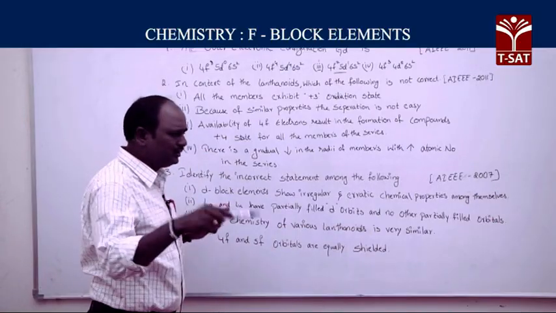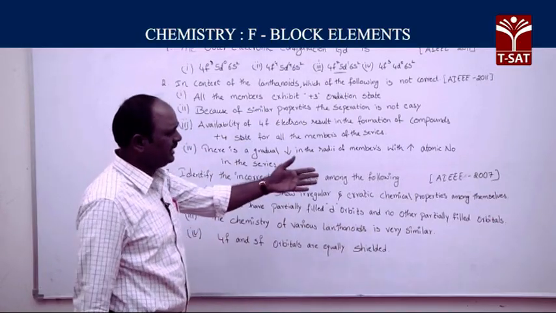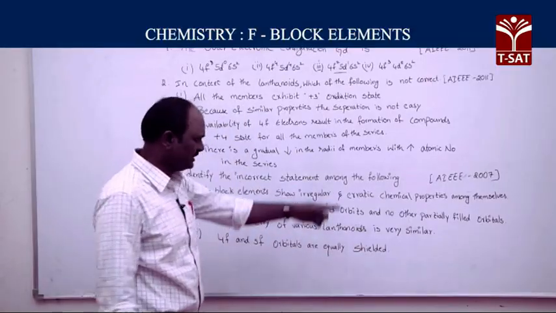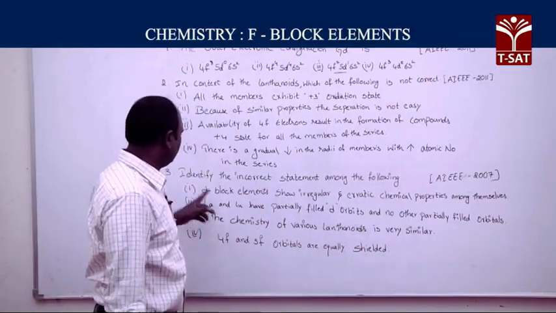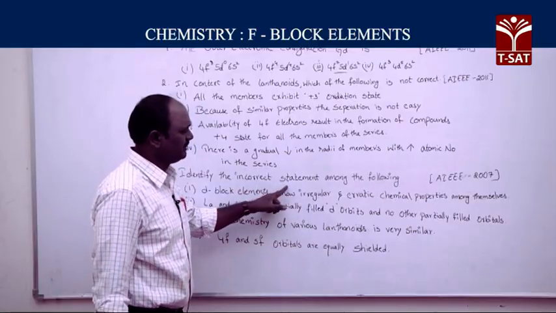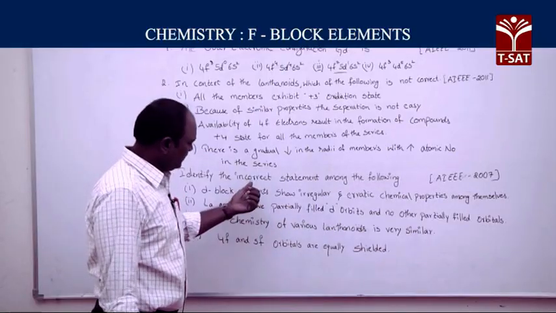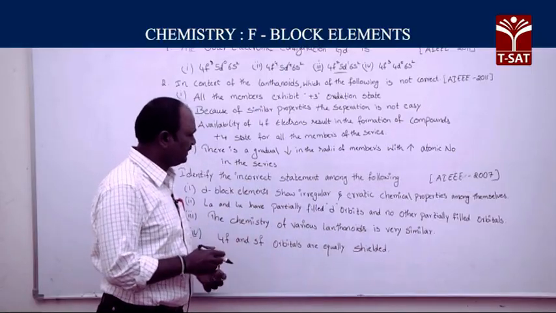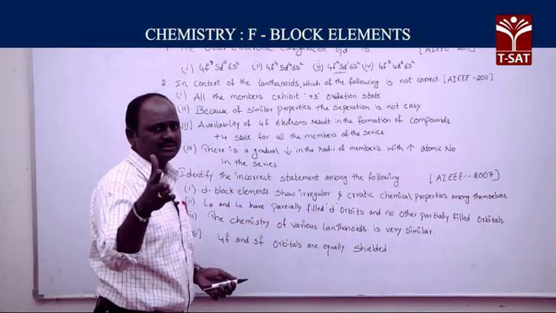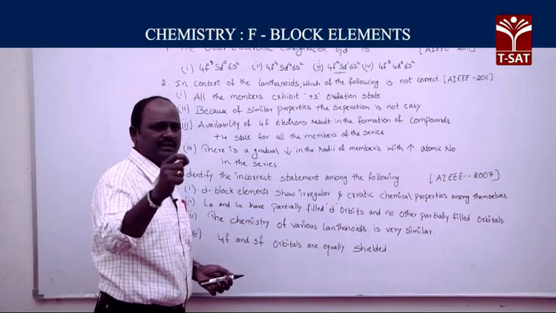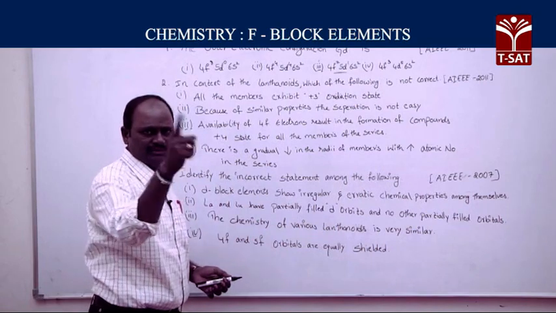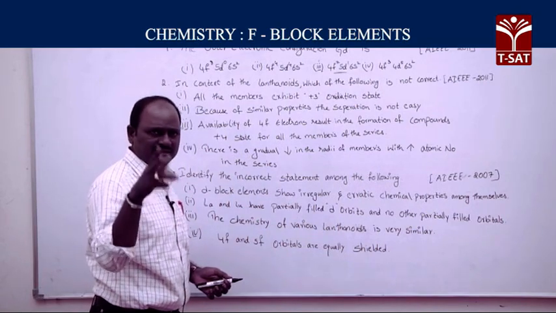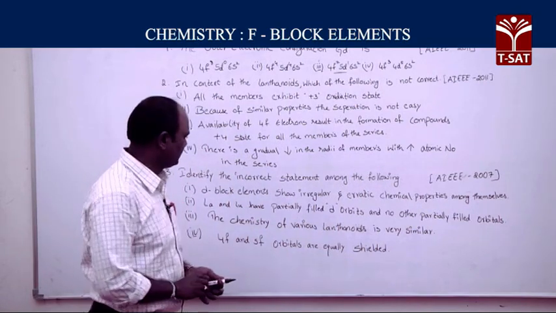And come to the next question. It's also an EAPCET question, 2007 I think. Here, identify the incorrect statement among the following. Here also it is a negative question, the second time it is repeating here. Many times they are asking negative questions. So when you are writing the examination, you observe whether it is a positive question or a negative question. There itself only they are making the mistake.